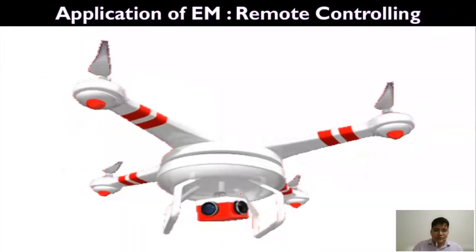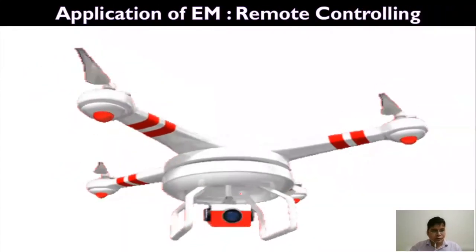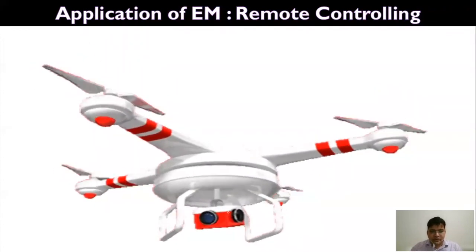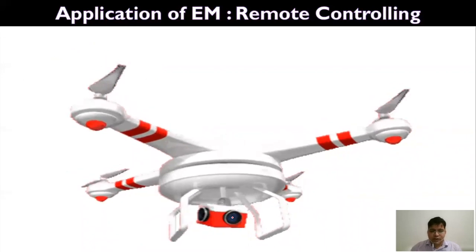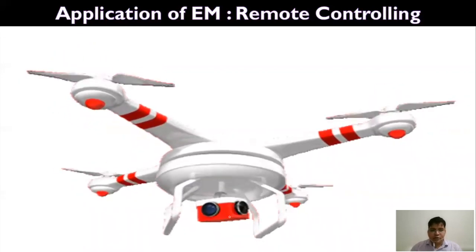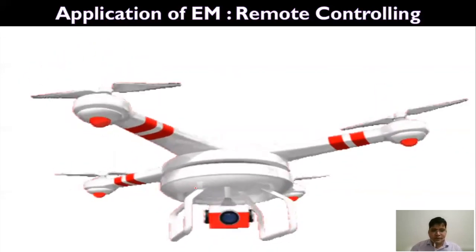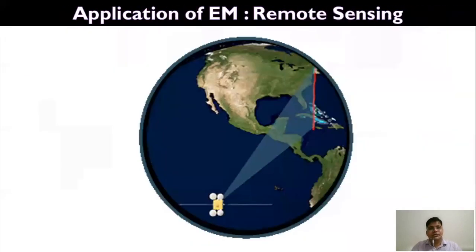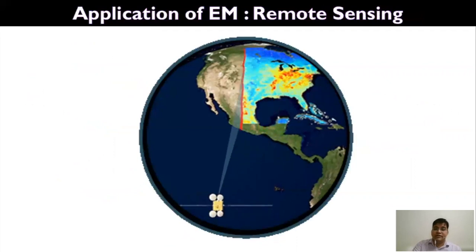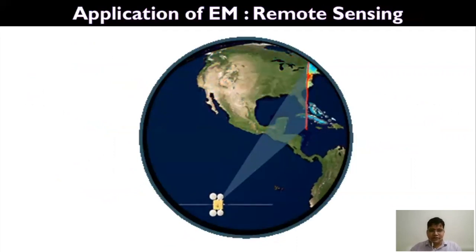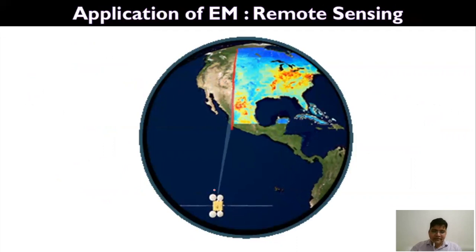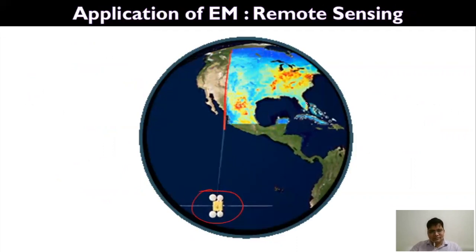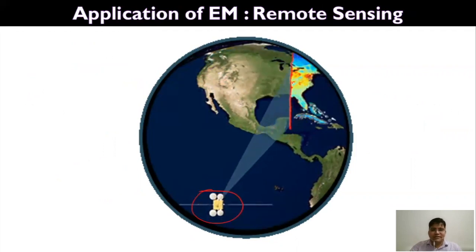And you can see one more type of drone here. The camera is also installed here. You can see the rotation of the camera is also being handled by the remote, and it is flying. So EM is also useful here. So now let's talk about remote sensing. In this figure, you are observing a satellite placed here, and it is doing some sensing exercise.